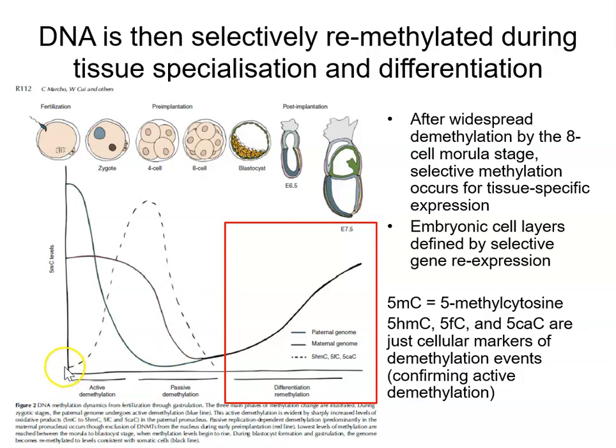Now also shown on this graph is this dotted line here, which shows the detection of various different nucleotide metabolites and degradation products, which are just markers that we can detect which show that demethylation is going on. So you don't really need to know what these are, but this is where we detect them. We detect that there are demethylation events going on because we can detect nucleotide fragments which are characteristic of demethylation occurring.